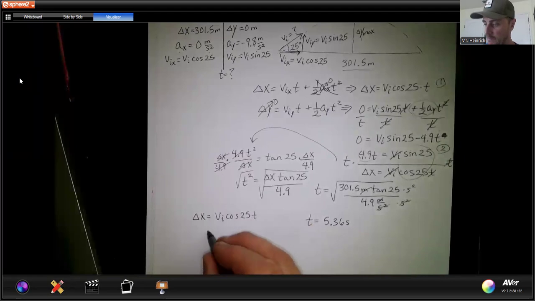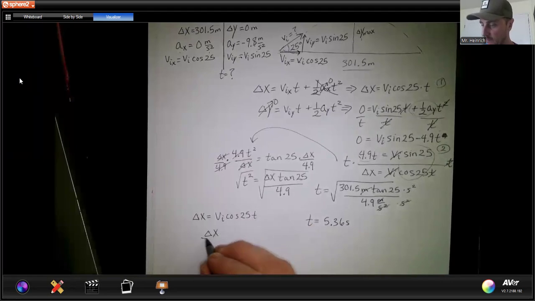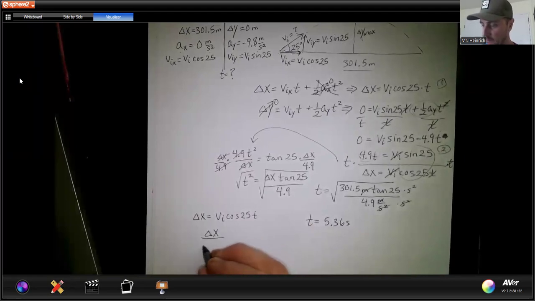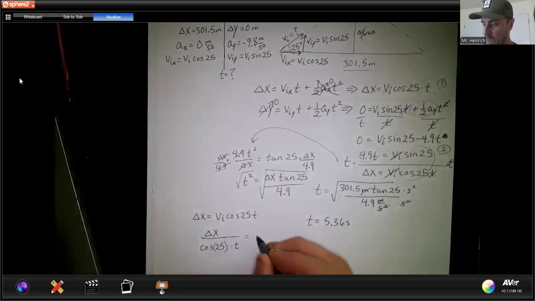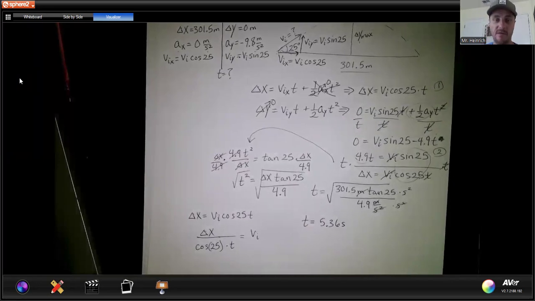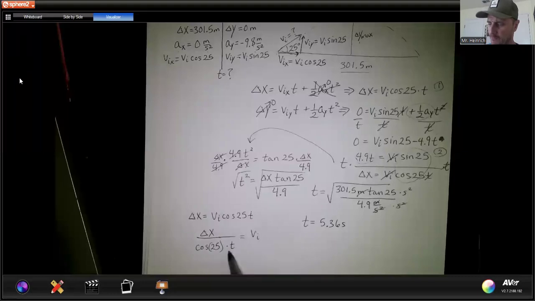So I would divide both sides by, catch this, cosine of 25 times t, right? And that would equal my VI. That would be my VI. So just remember, don't accidentally put this t inside the argument for cosine. It's just the cosine of 25 times t.